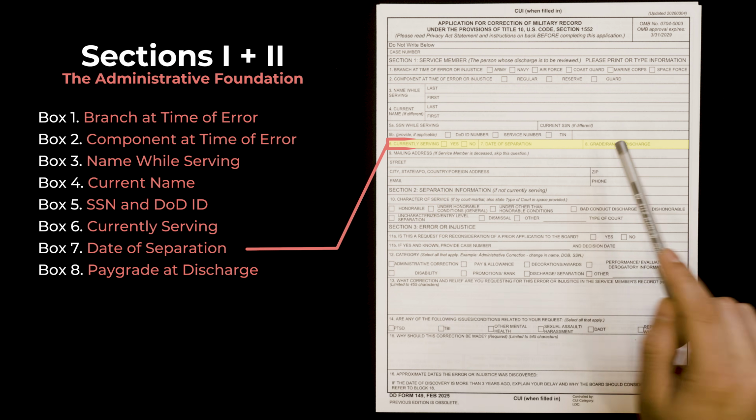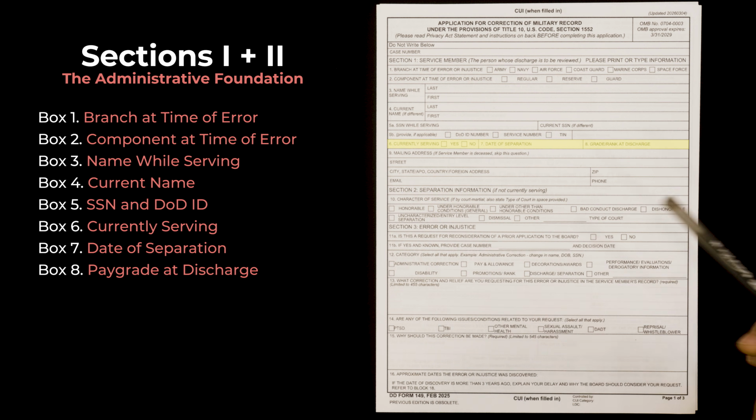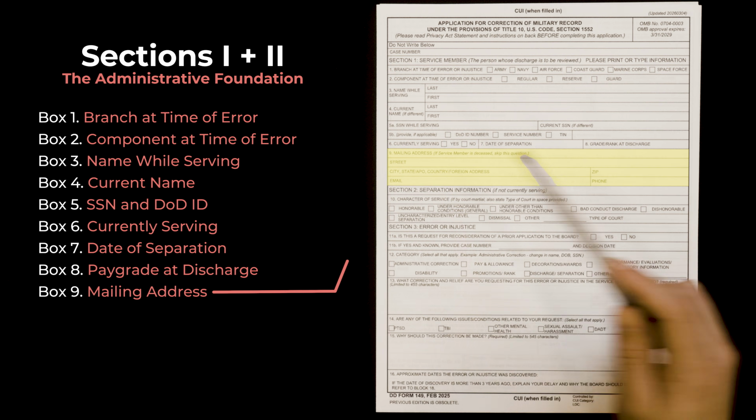Box 6, 7, and 8 ask whether you're currently serving, your date of separation, and your pay grade at discharge. Be exact. These anchor your entire timeline for the board. Box 9 is your mailing address and email. We'll come back to the electronic correspondence checkbox in section 7. But just know, checking that box can actually reduce your processing time.